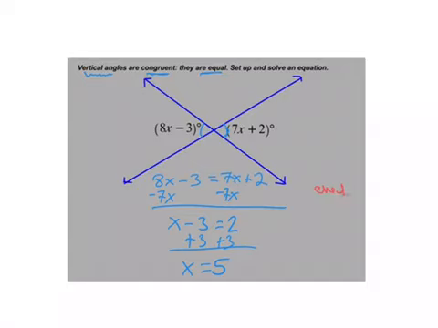And of course, we're going to check it. 8 times 5 minus 3. 7 times 5 plus 2. 40 minus 3. And 35 plus 2. Both give us a value of 37.